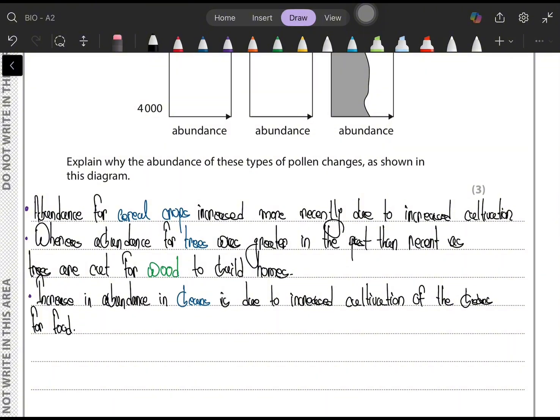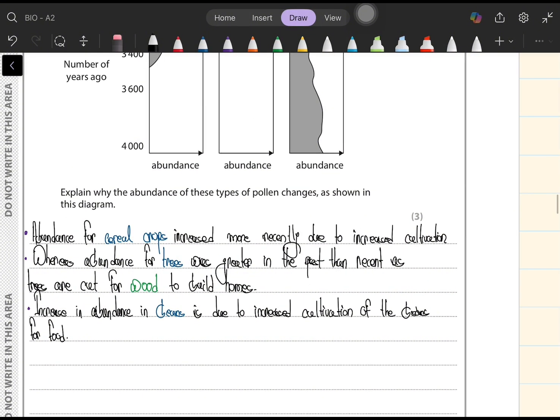So I've written that here. Abundance for cereal crops increased more recently due to increased cultivation, whereas abundance for trees was greater in the past and then decreased recently as trees are cut for wood to build homes. The increase in abundance of beans is due to increased cultivation of the beans for food. Right. So let's just move on.